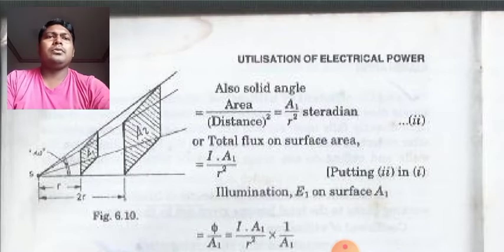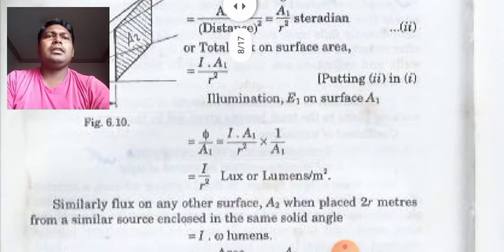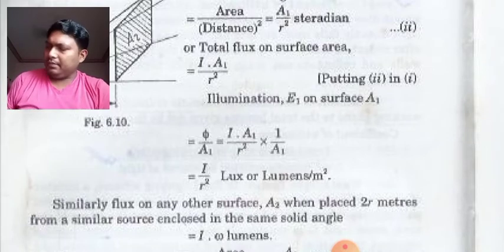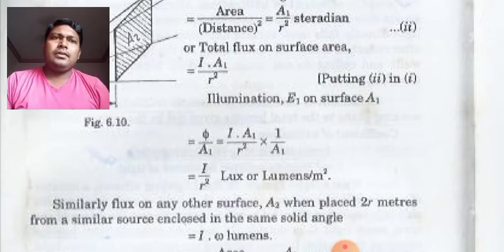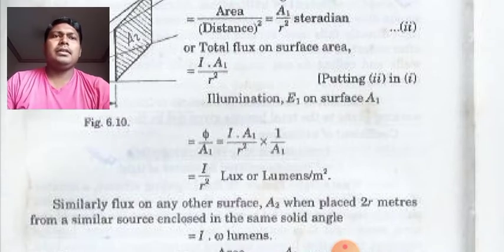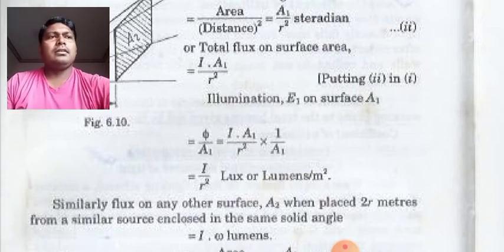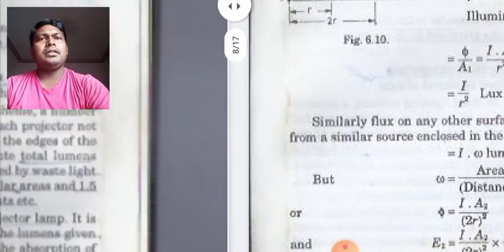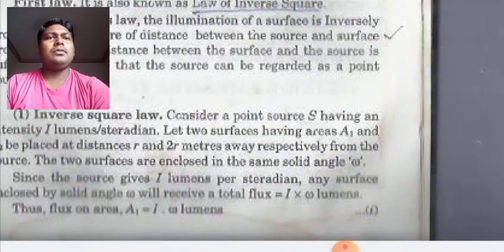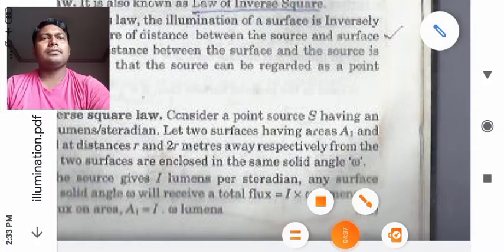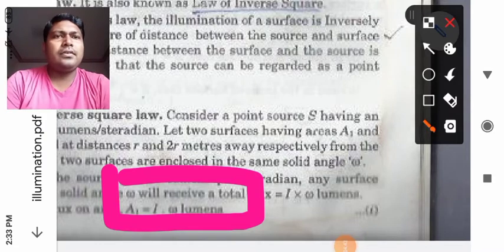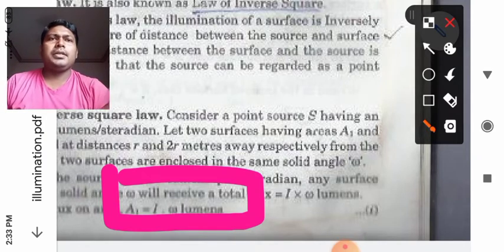By putting 2 in 1, illumination E on surface A1 is equal to flux divided by A1, that is equal to I into A1 by r square into 1 by A1. So you can recall equation 1, students, from here. The equation 1 was flux on A1 is equal to I into omega. Let me just put it in a box. So this is equation 1, flux is equal to I into omega.